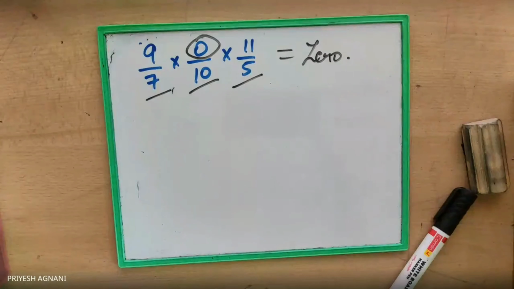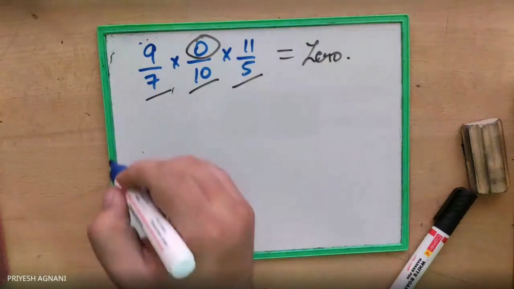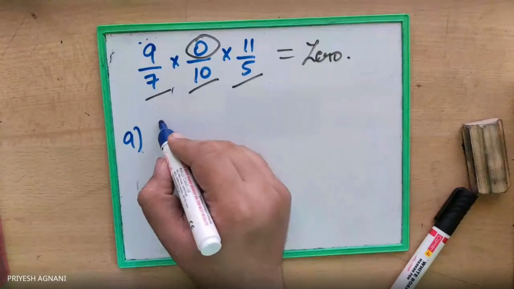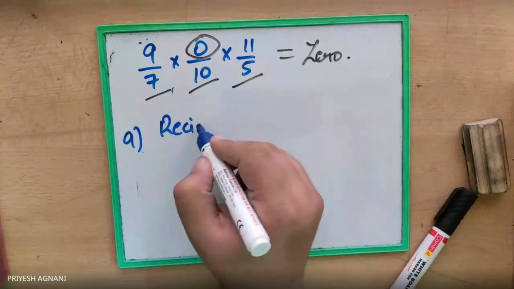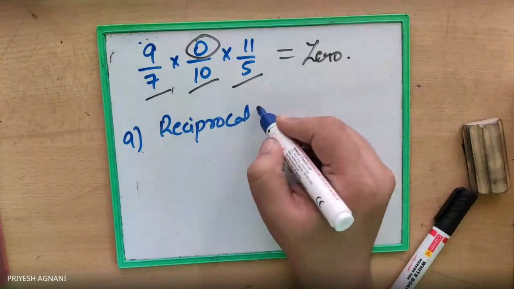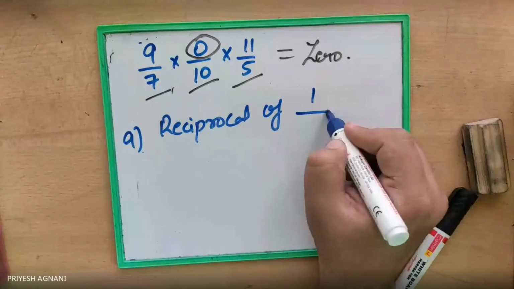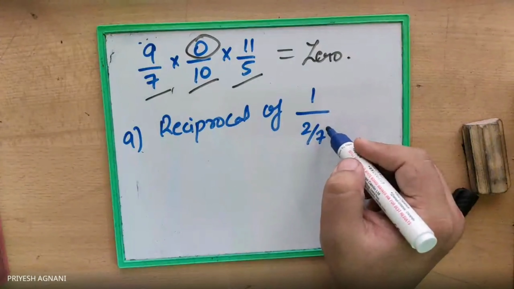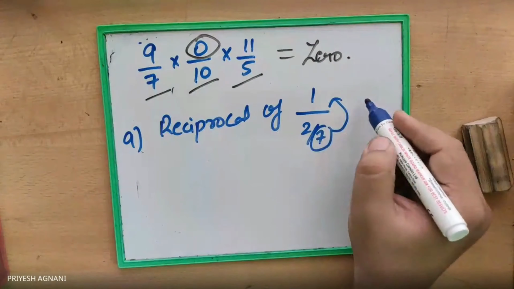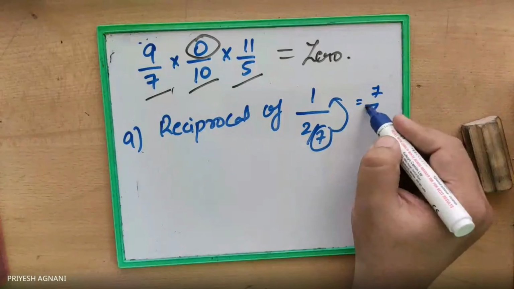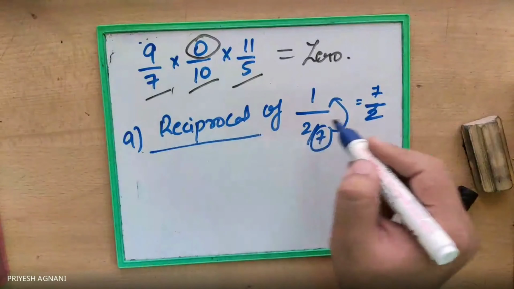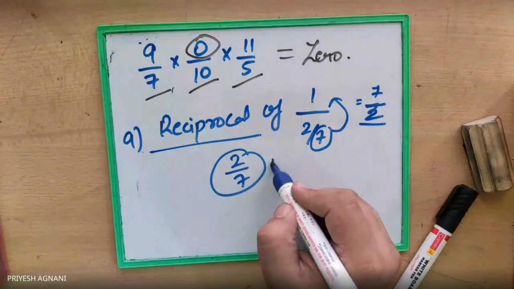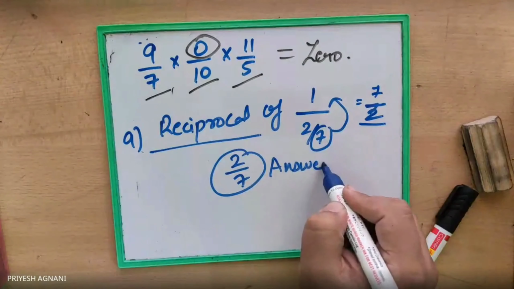In the same exercise, check the 9th question in mental maths, page number 25. It is written, find the reciprocal of 1 upon 2 upon 7. So this means this 7 goes up. So actually the question is 7 upon 2. Now you have to find the reciprocal of 7 upon 2. So the answer will be 2 upon 7. This will be your answer.